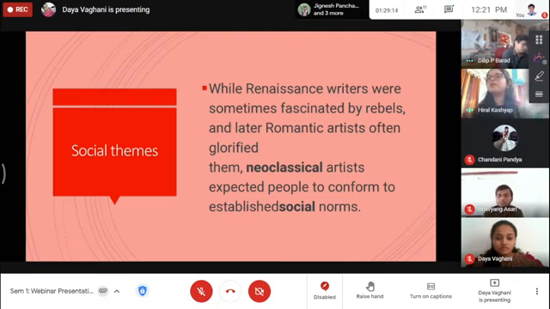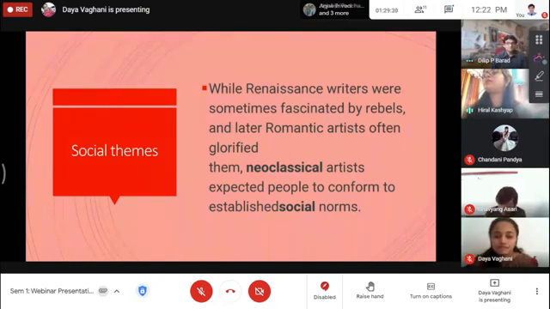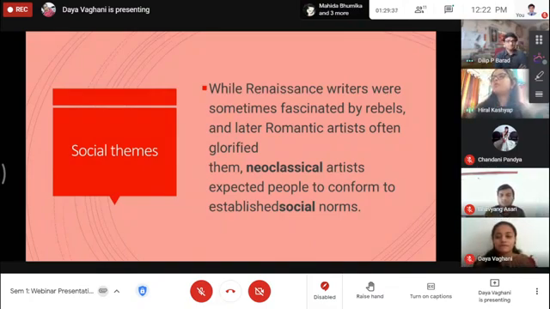Neoclassical writers saw themselves as well as their readers and characters above all as members of society, while Renaissance writers were sometimes fascinated by rebels and later romantic artists often glorified them. Neoclassical artists expected people to conform to established social norms, for individual opinion was far less likely to be true than was the consensus of society, developed over time and embodied in custom and tradition, as the rules of proper writing should be followed.